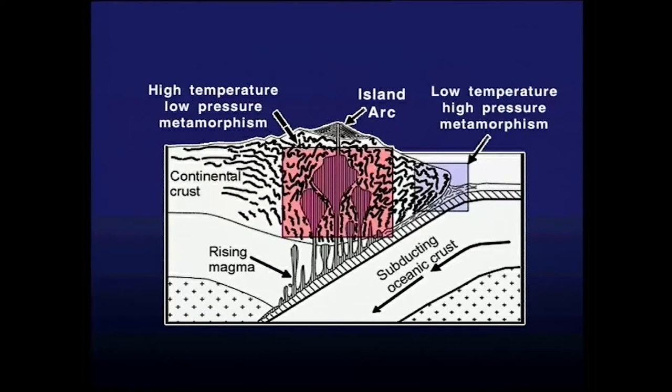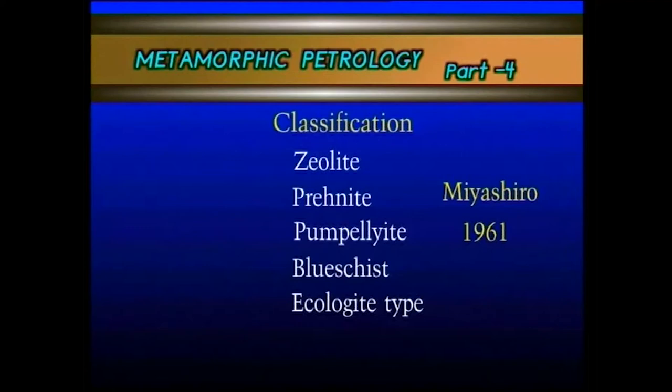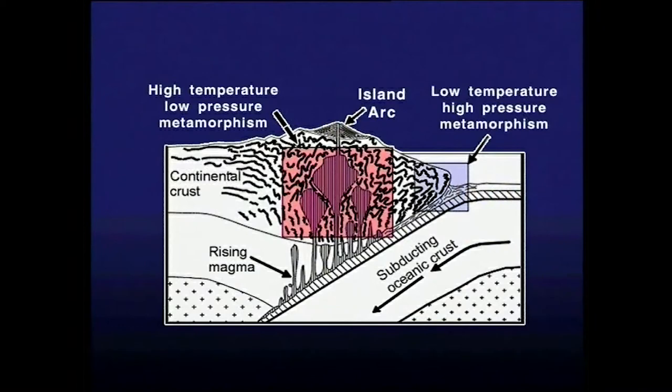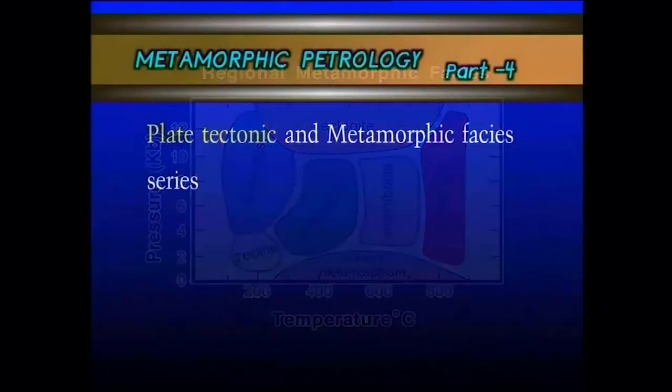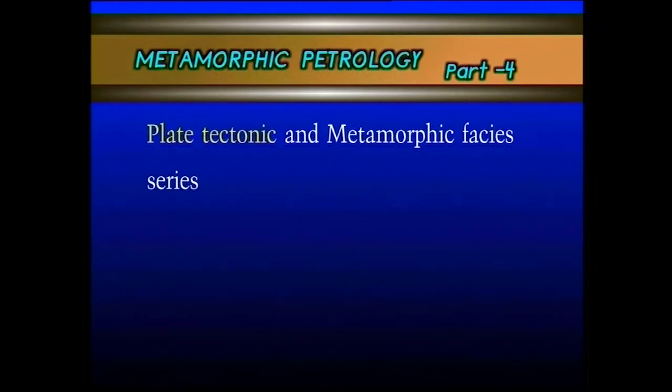Now let us see on the screen particularly the diagrams in relation to plate tectonics and facies, and particularly we can observe the facies in order of increasing depth and with P and T. These are the zeolite, prehnite, pumpellyite, blueschist, eclogite. In contrast, the sequence of facies encountered going down in the Island arc is zeolite, prehnite, pumpellyite, greenschist, amphibolite, granulite. Particularly, this is the relation of metamorphic facies with plate tectonics.